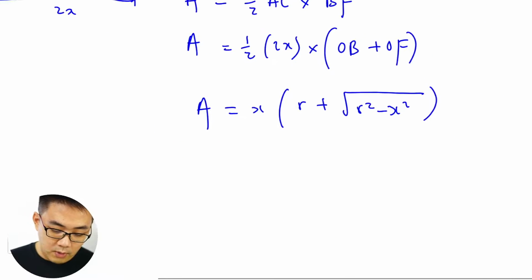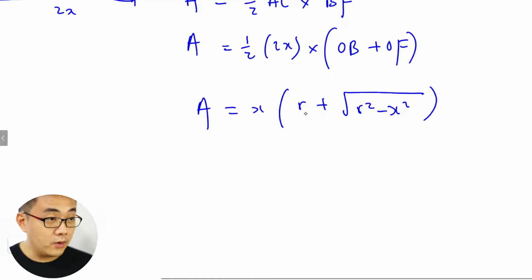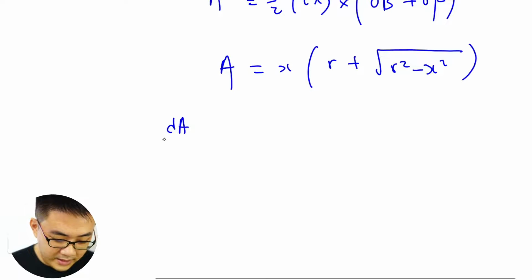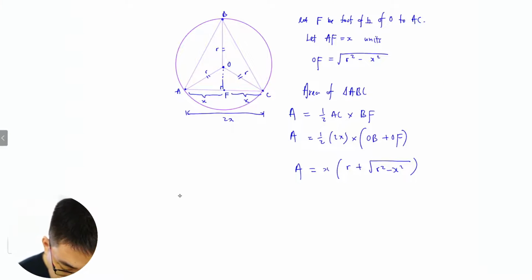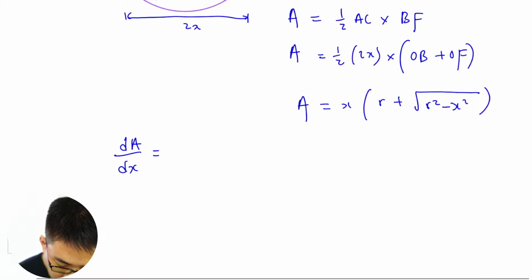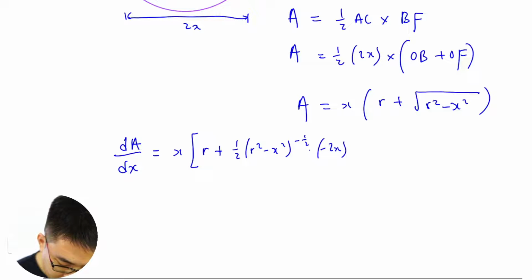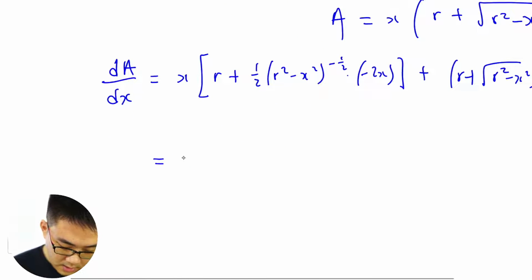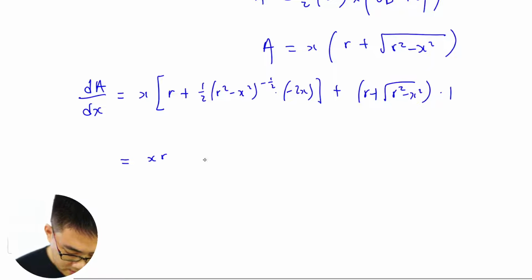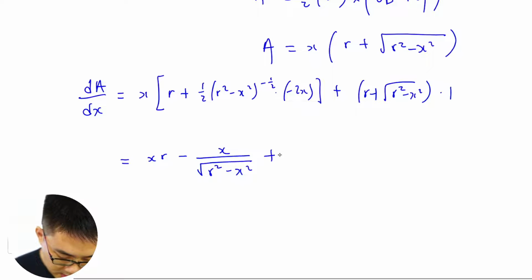So what we're going to do here is take note that R is a constant. So when you differentiate this, dA/dx, we're going to use the product rule. Half, so dA/dx: keep the one on the left, which is x, times the derivative of R plus the square root of R squared minus x squared, plus the derivative of x times R plus the square root of R squared minus x squared. Key this in, and what we're going to get is actually XR minus the square root of R squared minus X squared, plus R.